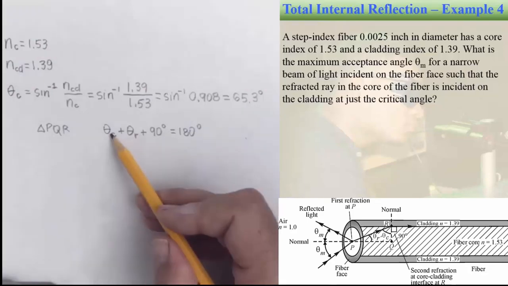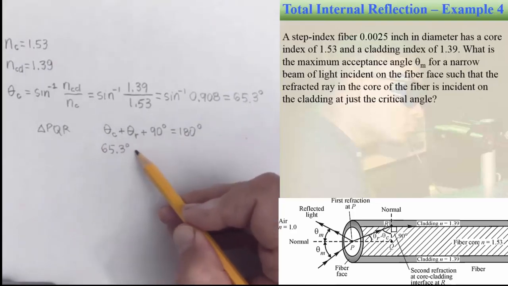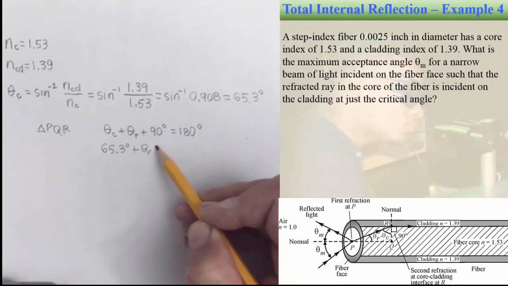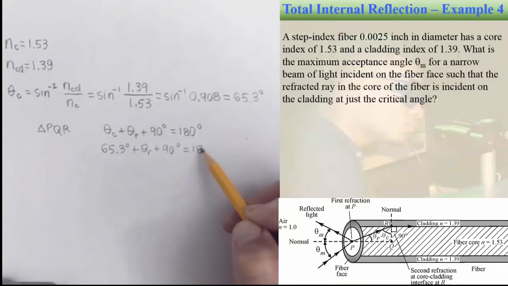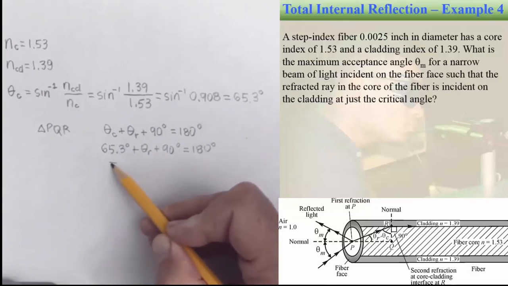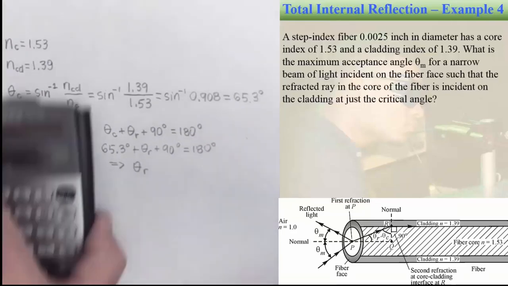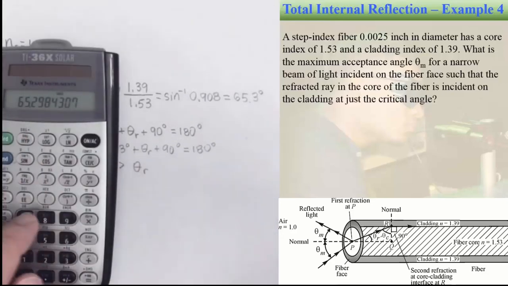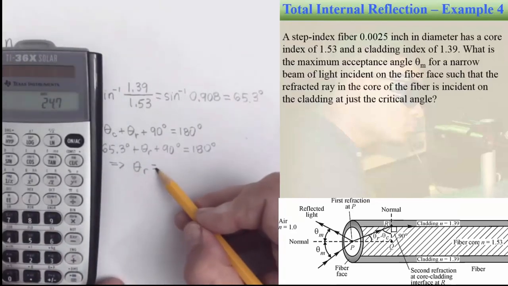We know that our critical angle from the previous calculation is 65.3 degrees, plus theta R, plus 90 degrees, equal to 180 degrees. So from this equation, you can calculate the angle theta R. Your angle theta R is going to be equal to 90 minus 65.3. So our angle theta R is equal to 24.7 degrees.